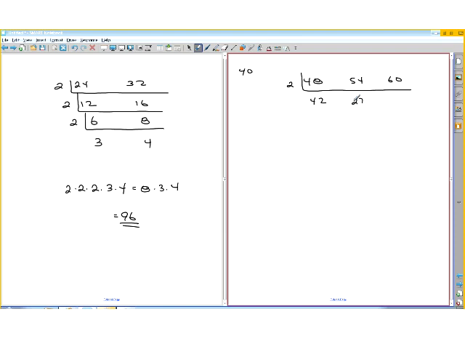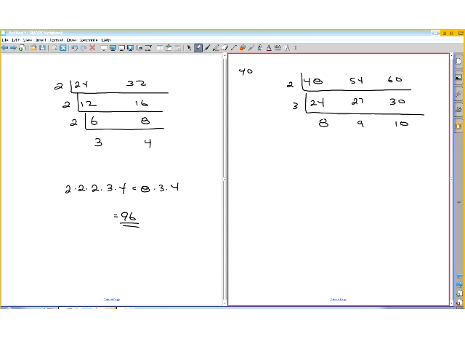So you get 24, 27, 30. I can't divide by 2 again because they're not all even. So can I divide by 3? Yes. Okay, so 24 divided by 3 is 8. 27 divided by 3 is 9. 30 divided by 3 is 10.